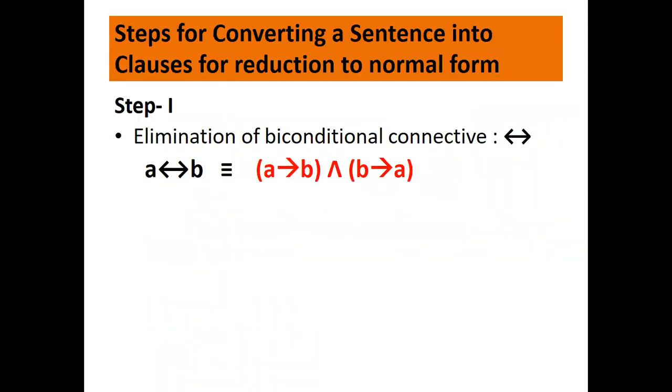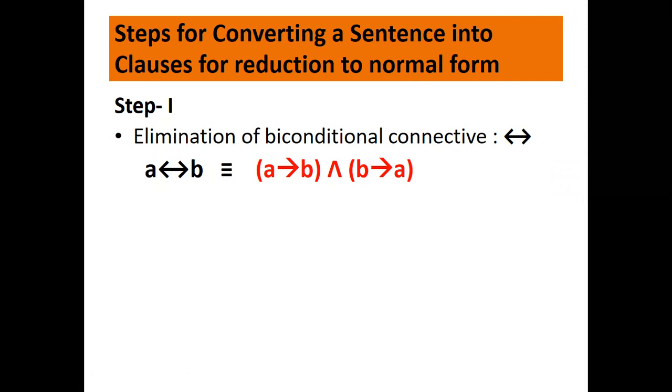Now, the very first step is for converting a sentence into clauses for reduction to normal form. The very first step is elimination of the biconditional connective, which we already saw in predicate as well as propositional logic, right? So if the statement has a biconditional connective, you can replace it by this, because what it says is A implies B and B implies A. So instead of the biconditional connective, we are using the implication and the and operator. Is it fine? This is elimination of the biconditional connective, the first step.